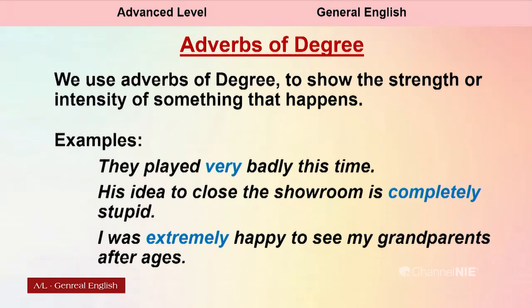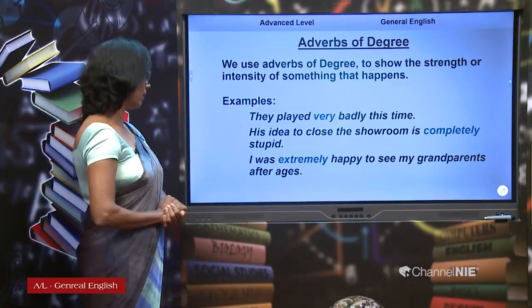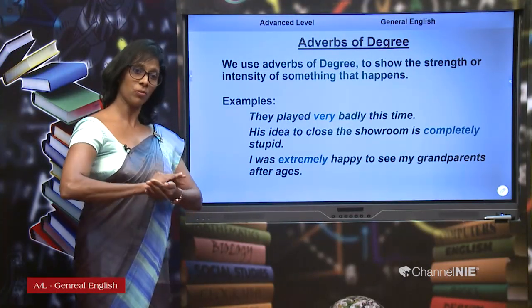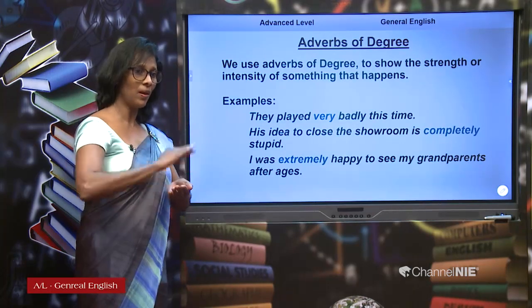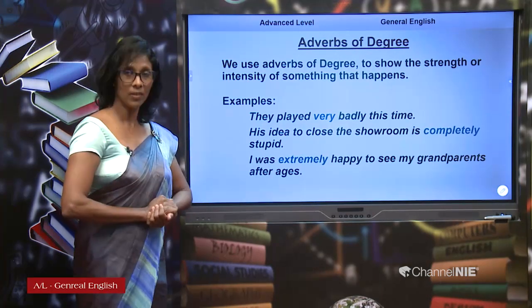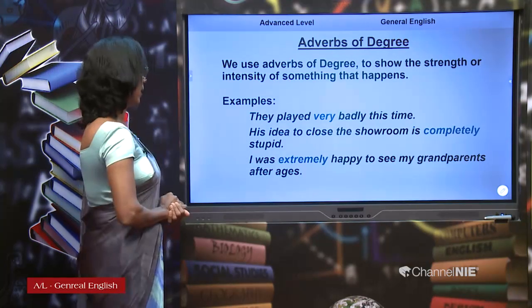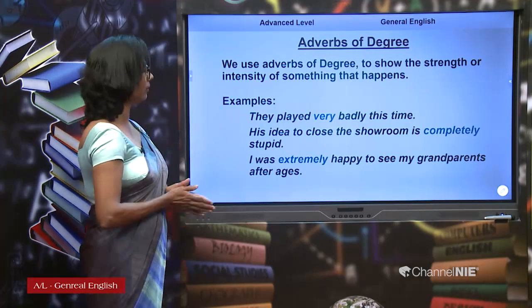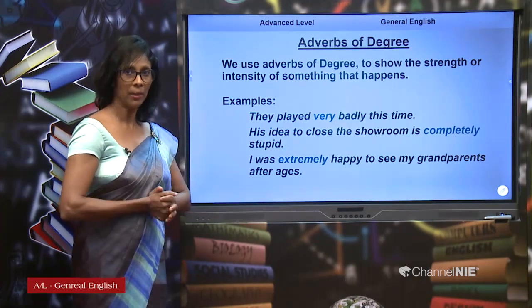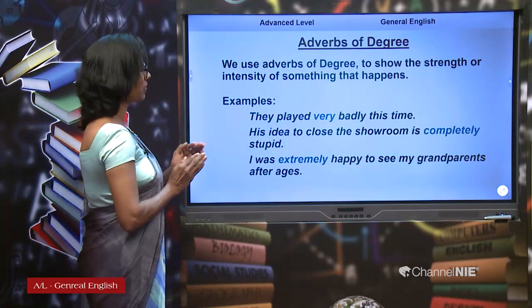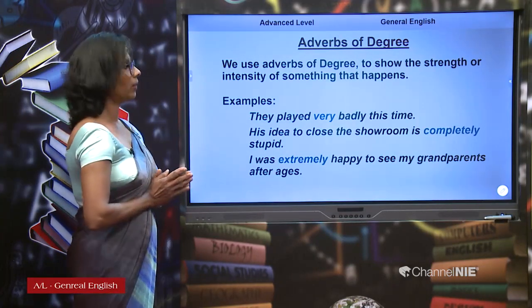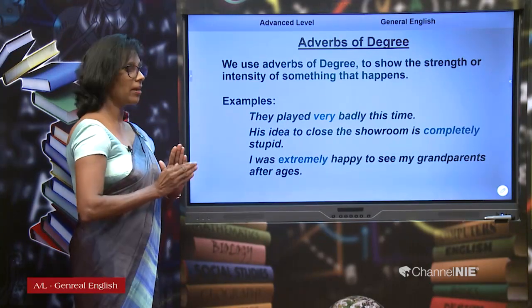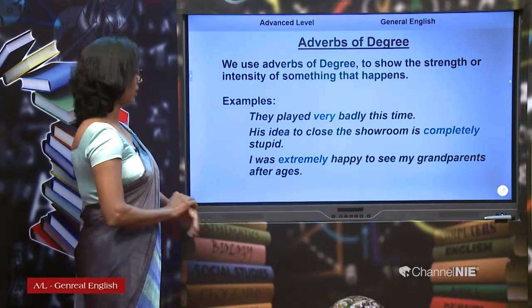I was extremely happy to see my grandparents after ages. Just we can say I was happy to see, but when you say extremely happy, it increases the level of happiness. Similar is very happy, right? I was extremely happy. Fine. I think these examples will help you get the point about adverbs of degree. Degree shows the level or the intensity or the extent, right?